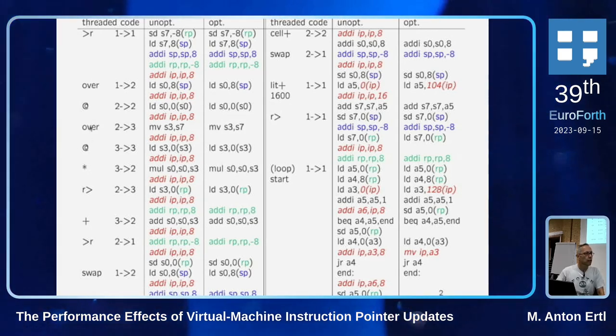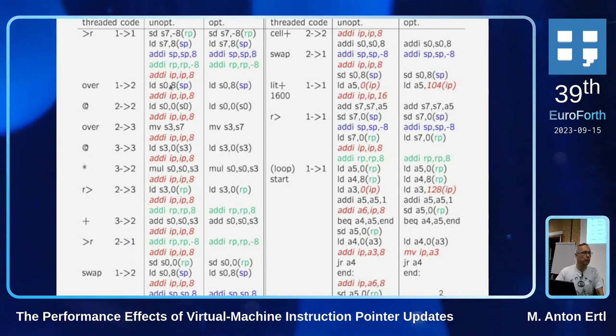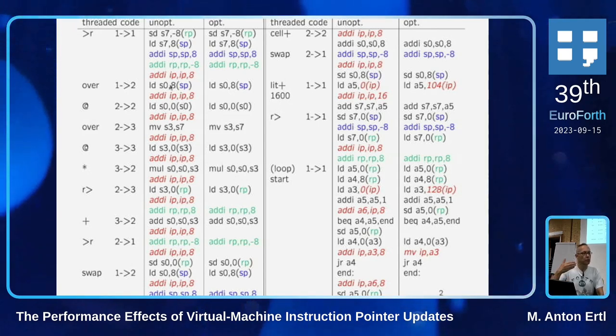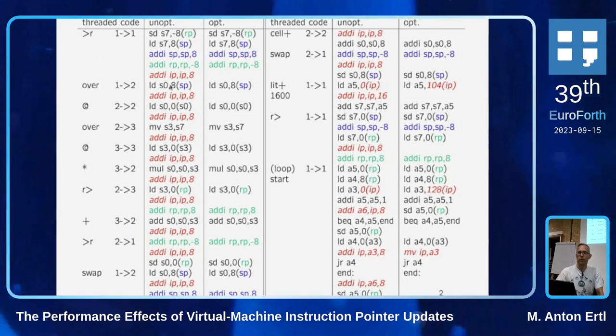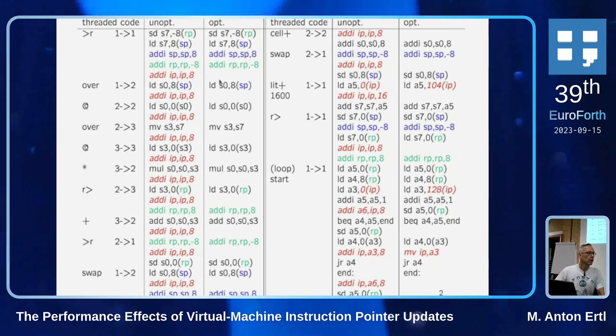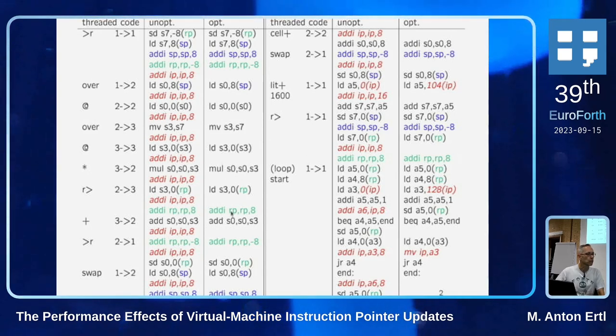What you see is that the red stuff is everything that has to do with the instruction pointer. In the unoptimized version, for every word, we have an instruction pointer update. That's the thing that's going to be optimized away. So in the optimized version, all these instruction pointer updates are missing. Yes, that's the main thing.